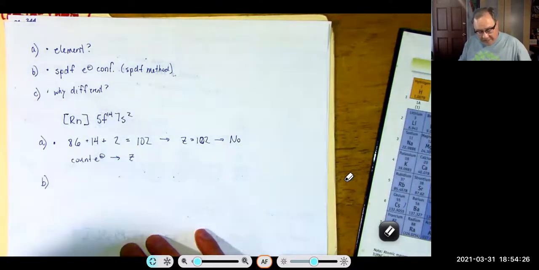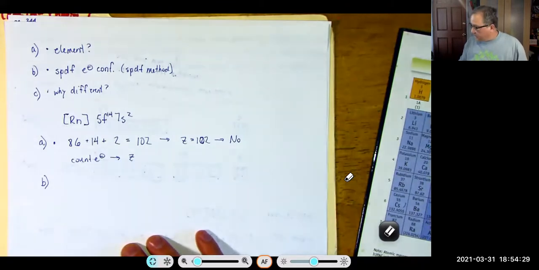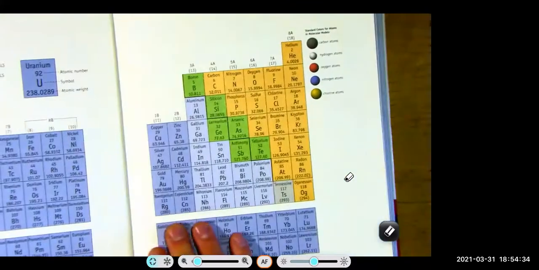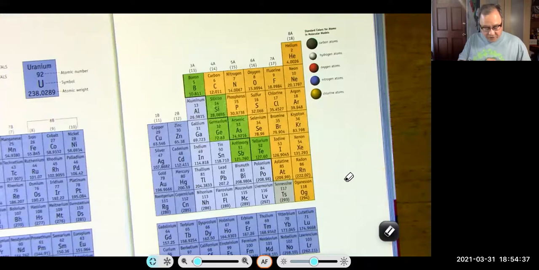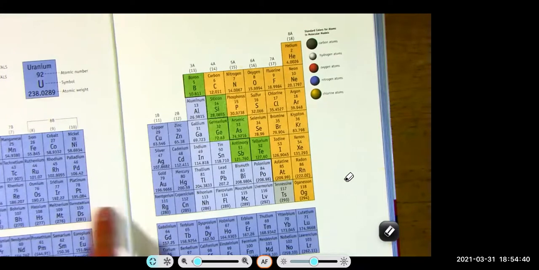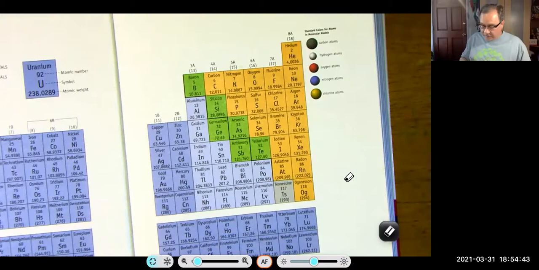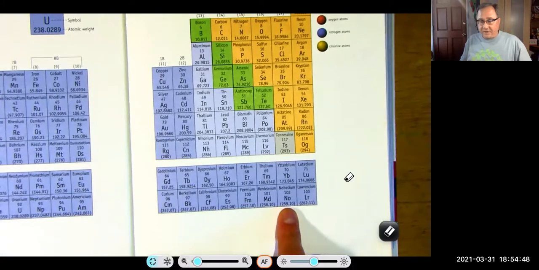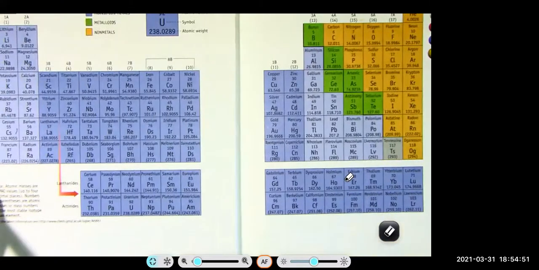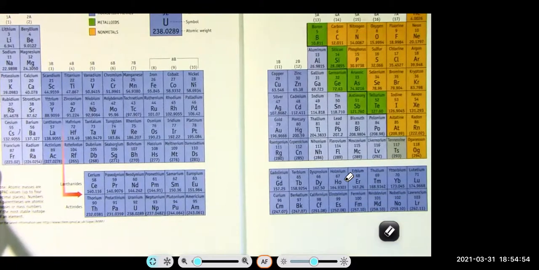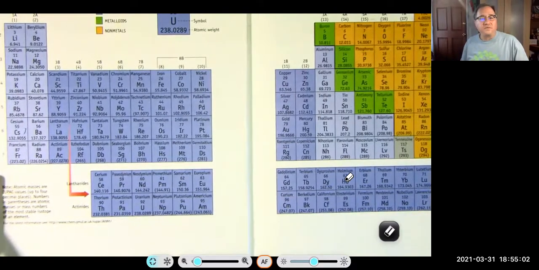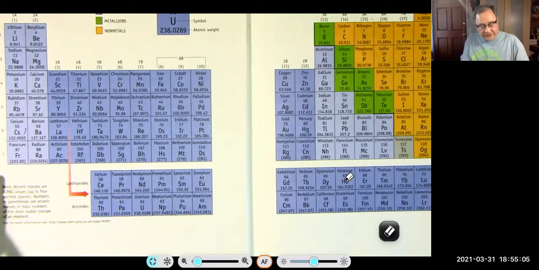Okay, B, what would we get for the electron configuration of nobelium? So let's see, nobelium is 102, right? Yeah, I would do radon. So it's 7 right over here. So go ahead and tell me what you think it is. Radon 7s2 5f13. No. Seven S2, yes.